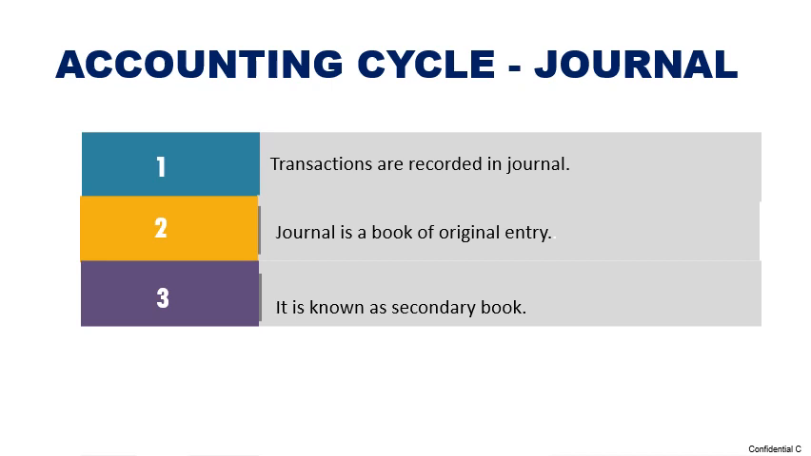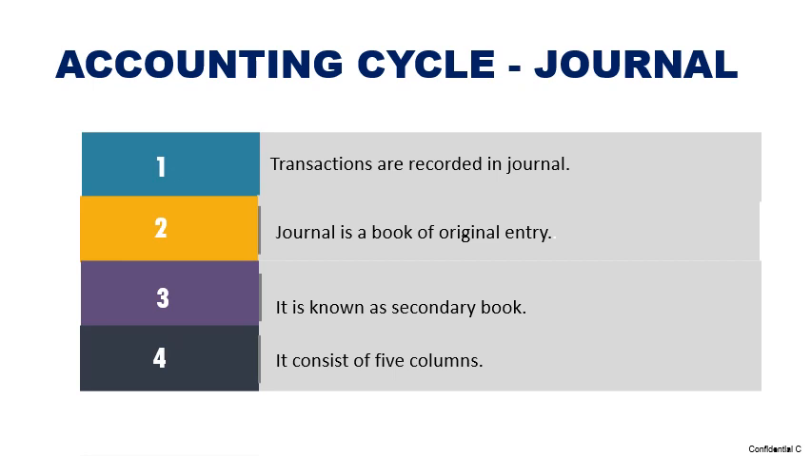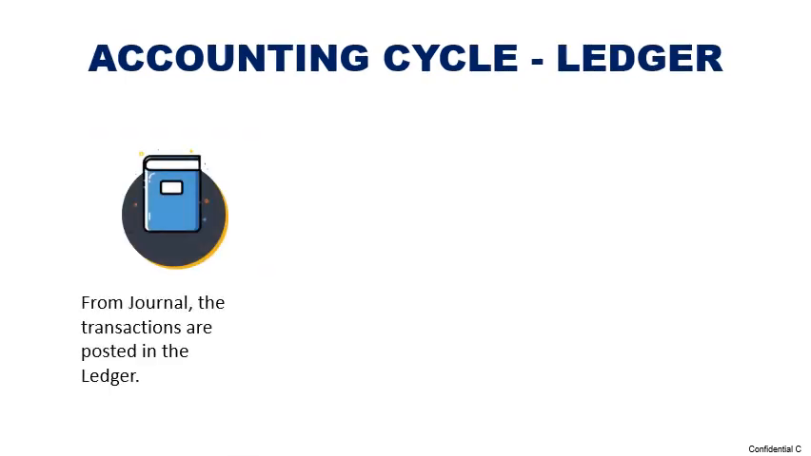It is also known as a secondary book, and it consists of 5 columns. Let's leave it as of now. Whether it is 5 columns or 8 columns, that is a different understanding altogether. But what we need to understand is that journal is recording, right? Recording of transactions is called journal. Journal is a book of original entry. Journal is a prime entry. What is next? We have a ledger. What is a ledger? All the transactions recorded in the journal are transferred from the journal to the ledger, right?